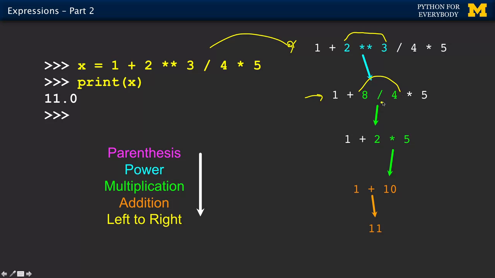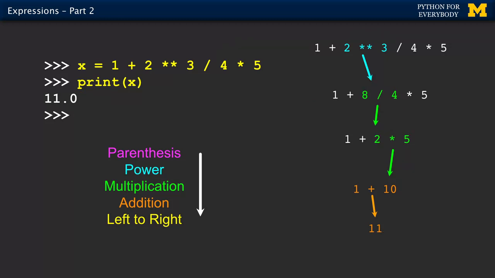So then I'd be like, oh, 8 divided by 4, well, that gives us 2. In this case, it gives us 2.0. And then I have 1 plus 2.0 times 5, and I look, and that's the next one. So that ends up being 10.0, and that ends up being 11.0. And that's why this prints out 11.0. And so if there are no parentheses, you can figure it out.